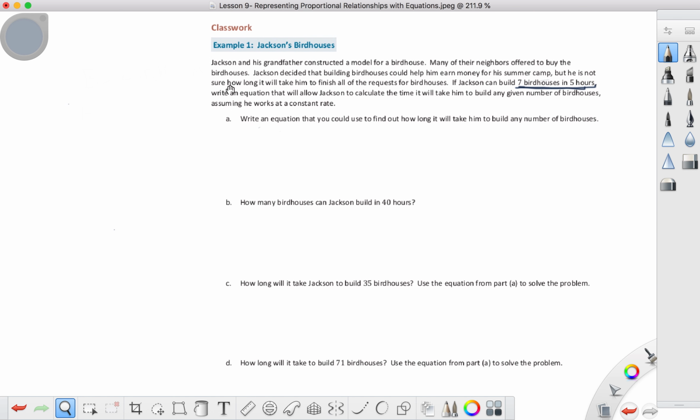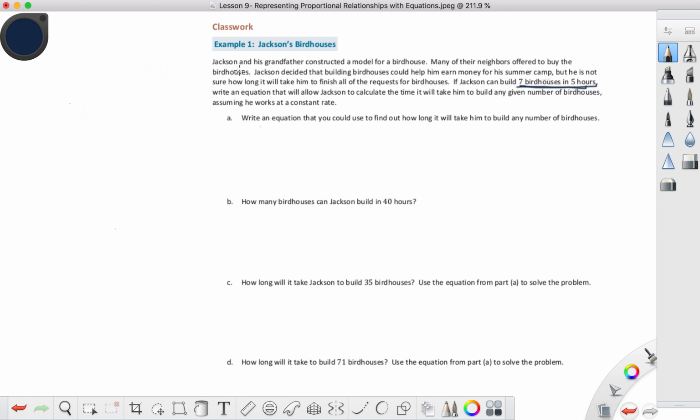Let's do example 1. Jackson's birdhouses. Jackson and his grandfather constructed a model for a birdhouse. Many of their neighbors offered to buy the birdhouses. Jackson decided that building birdhouses could help him earn money for his summer camp, but he's not sure how long it'll take him to finish all of the requests for the birdhouses.